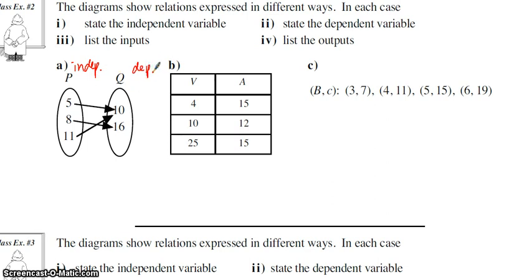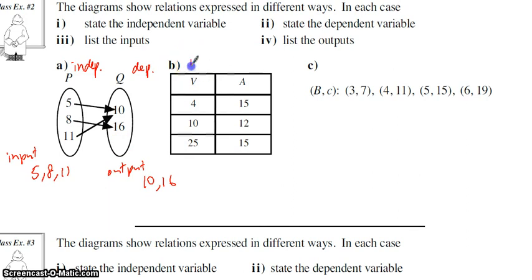Okay, and then the inputs are 5, 8, 11. So these are the inputs. The outputs are 10 and 16. Okay, so when you put in 5, 8, and 11, you get 10 and 16 out.